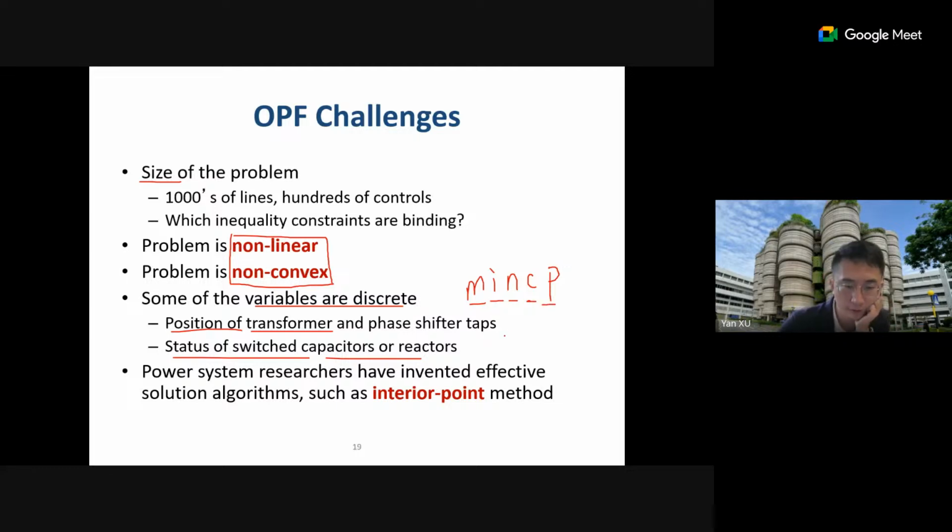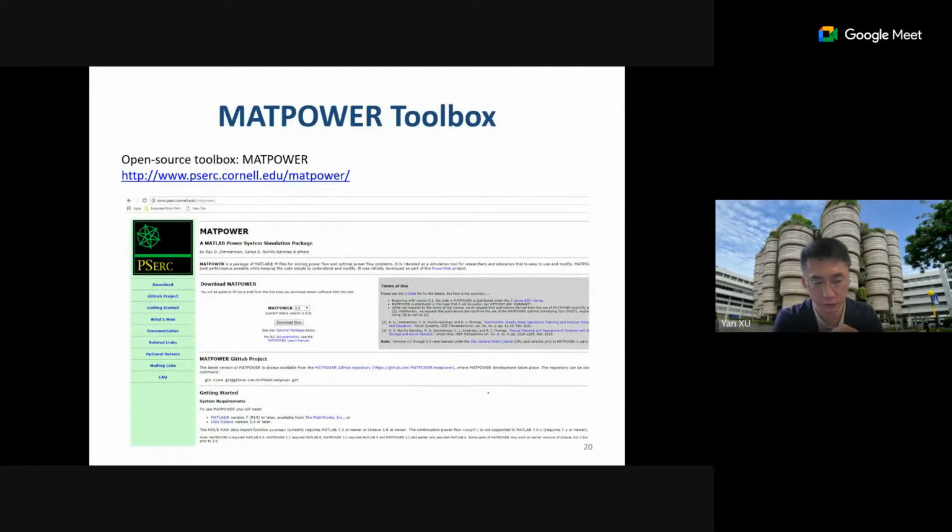Now, how can we solve it? Over the past, let's say, 40 years or even 50 years, numerous researchers have devoted their efforts to this OPF research. Nowadays, the most widely used solution algorithm is the interior point method. It can have high performance in terms of solution quality and solution speed. If you're interested, you can directly search for interior point method. There are a lot of tutorials on that.